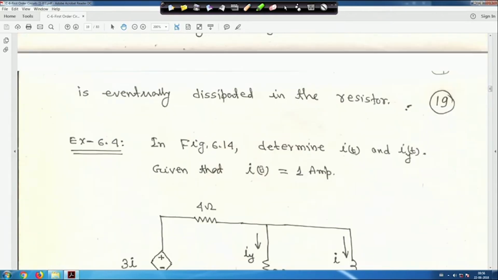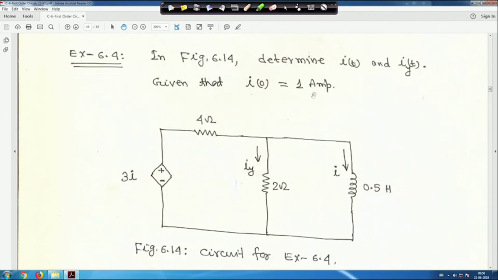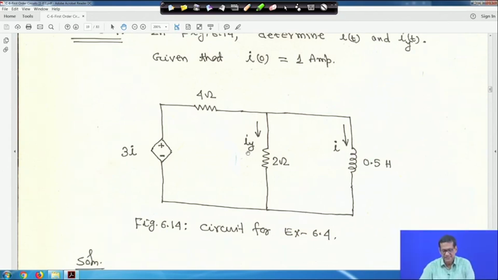Now, next let us take one example. In this figure, you have to determine i(t) and i_x(t), given that I0 is equal to 1 ampere. This is the circuit, where one dependent voltage source is there, 3 i, with its plus and minus terminal polarity marked.